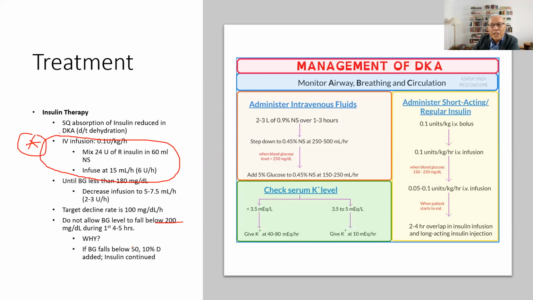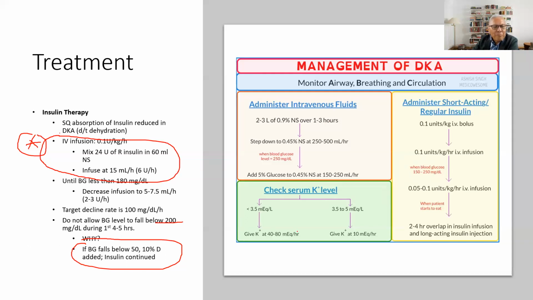Okay. Now, in the event that the blood glucose falls below 50, this is hypoglycemia, which could be a complication of giving your insulin. And therefore, we need to give 10% dextrose in order to correct the hypoglycemia. Okay. And then, of course, we still maintain the insulin drip. We don't cut it off abruptly.